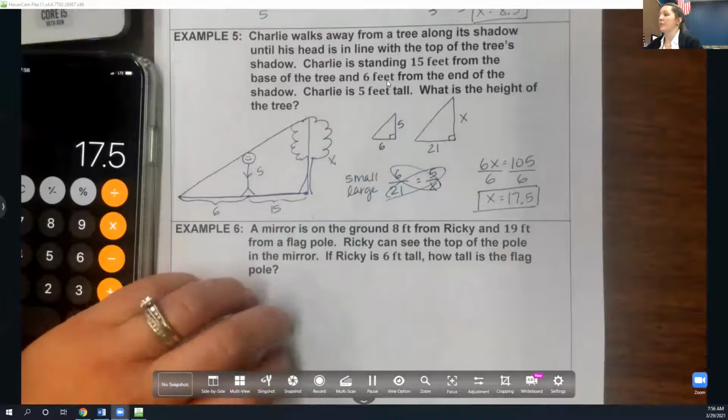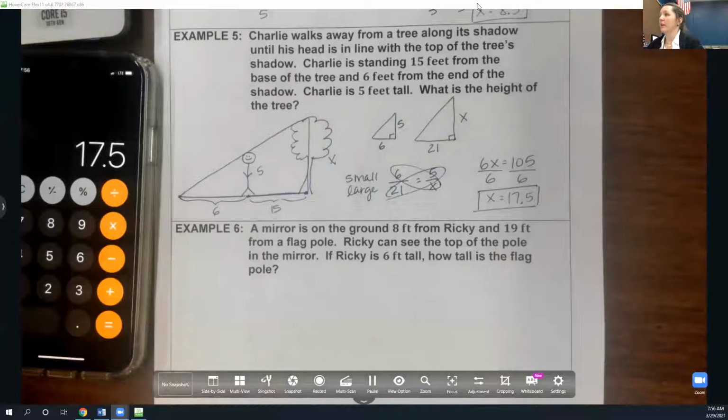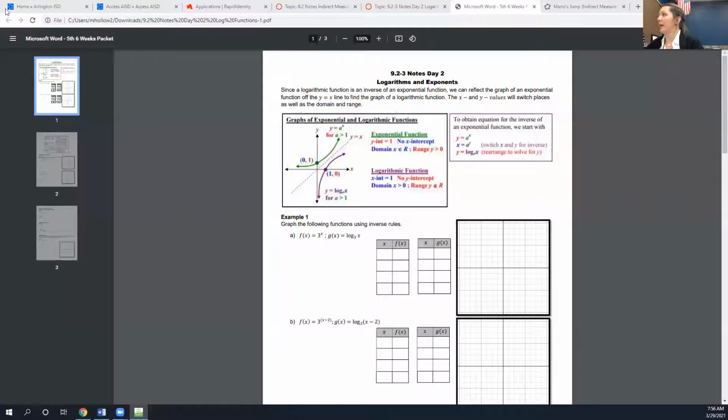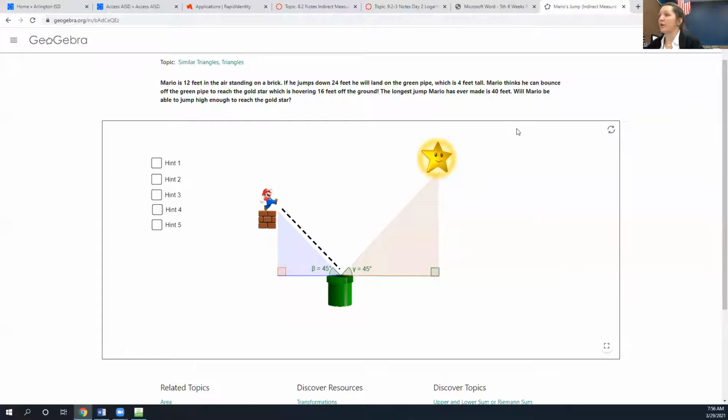All right, so we're going to do example 6 in class together. And I want to look really quickly at this discussion board. Question: Mario is 12 feet in the air standing on a brick. If he jumps down 24 feet, he will land on the green pipe, which is 4 feet tall. Mario thinks he can bounce off the green pipe to reach the gold star, which is hovering 16 feet above the ground. The longest jump Mario has ever made is 40 feet. Will Mario be able to jump high enough to reach the gold star?